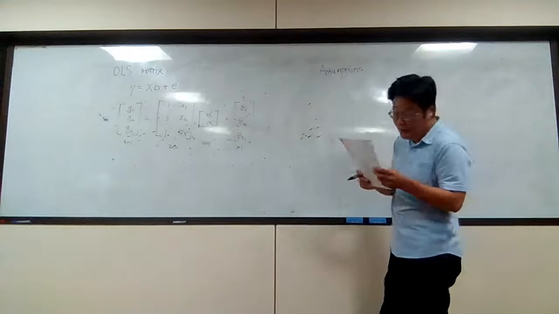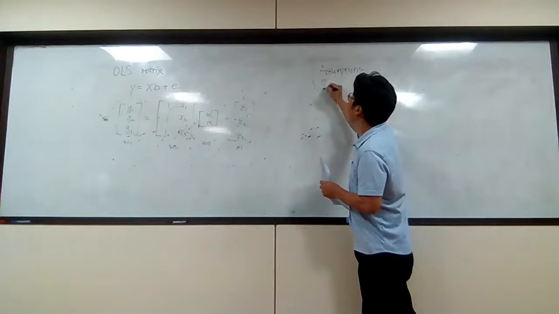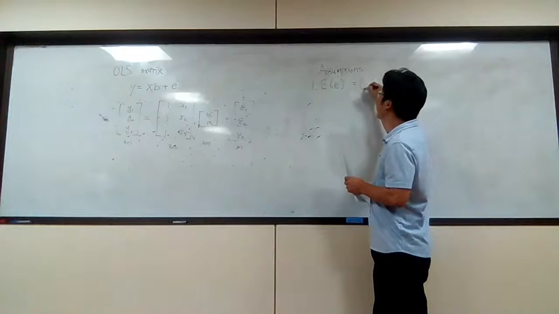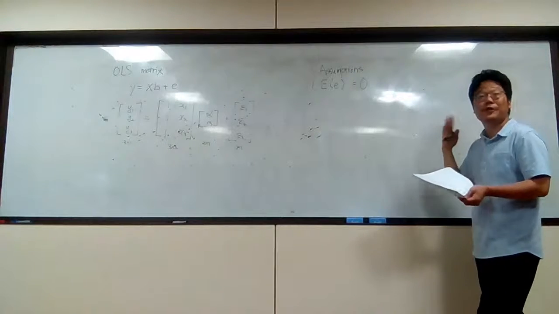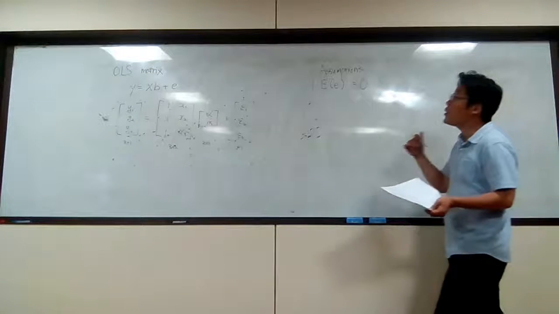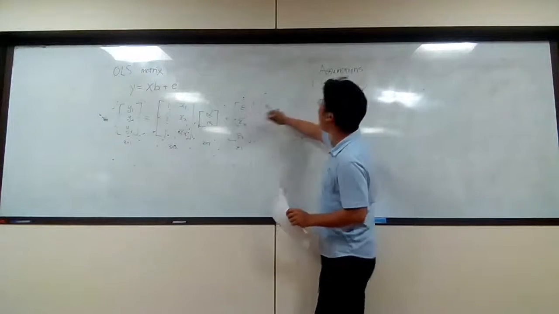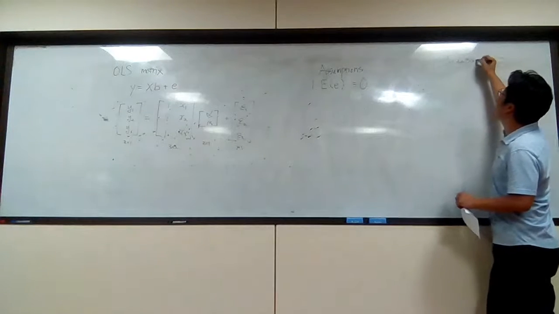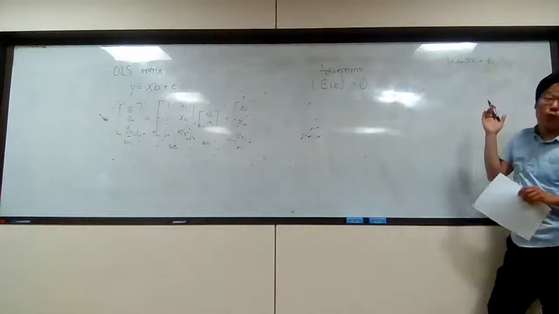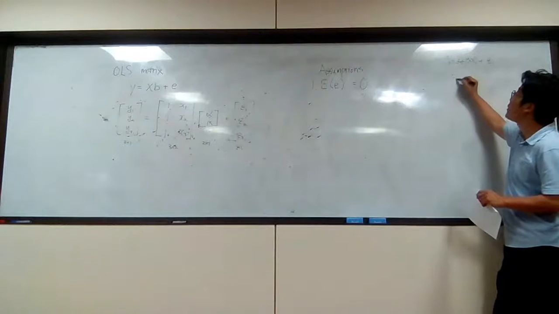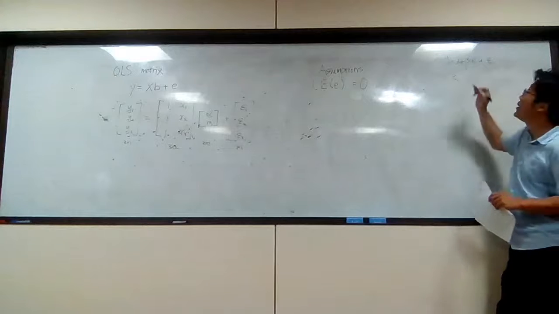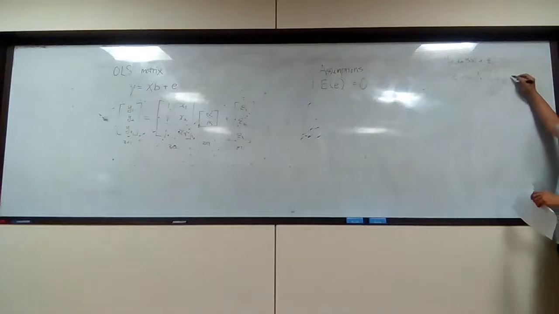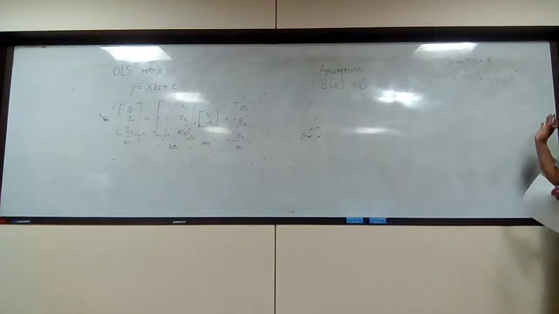The first assumption is that the expected value of this error term equals 0. This is the first assumption. If you remember, when we do yi equals alpha plus beta xi plus epsilon i, we had some assumption on this epsilon i. Epsilon i is distributed normal, mean 0, variance sigma square.